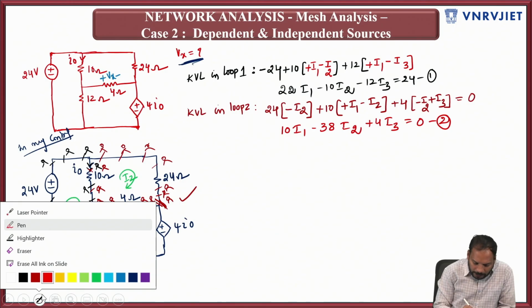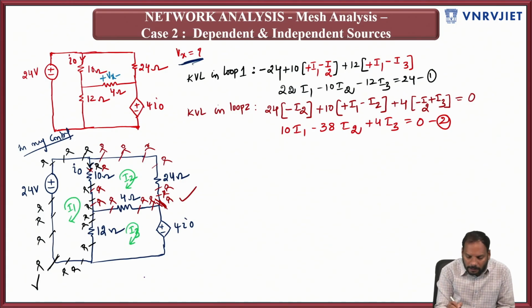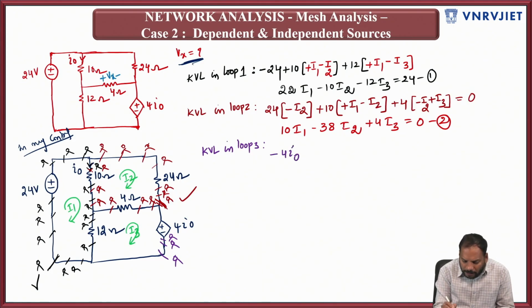Now I am going ahead in applying KVL in loop 3. I'll try to use the violet color now. So understand clearly, KVL in loop 3. I start walking in the same way, from here, like this. Any direction you can walk, it's up to you. I'm here, ahead of this source, so it is minus 4 I naught. It is a voltage source, so it is a voltage drop, need not be worried. Then you crossed the source, and then you are ahead of this 4 ohms.